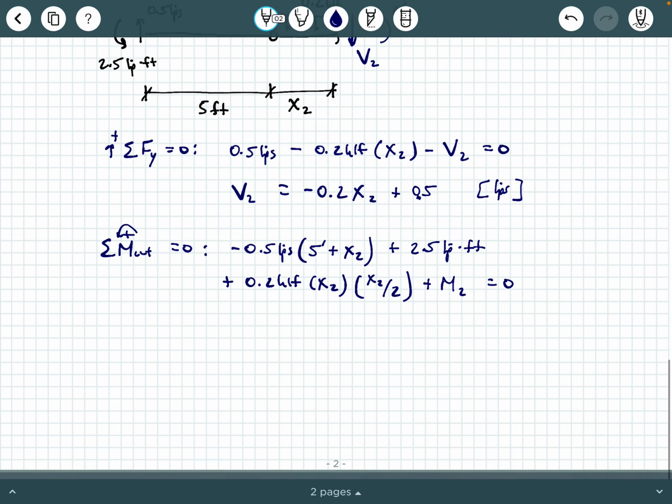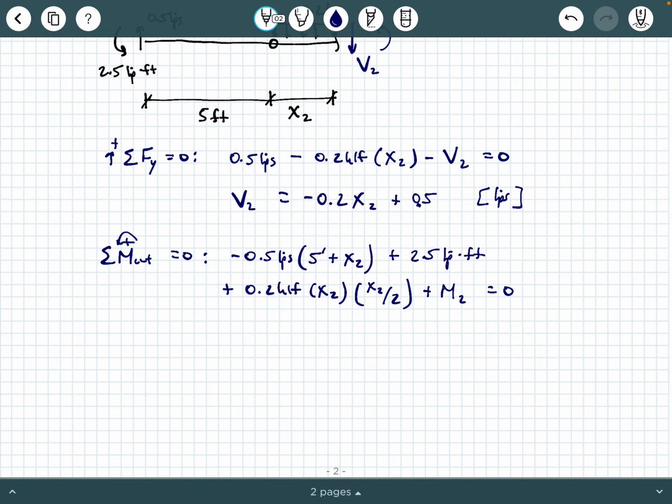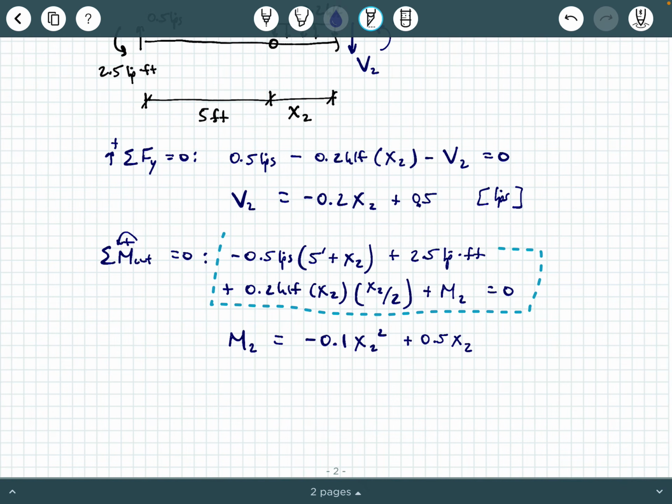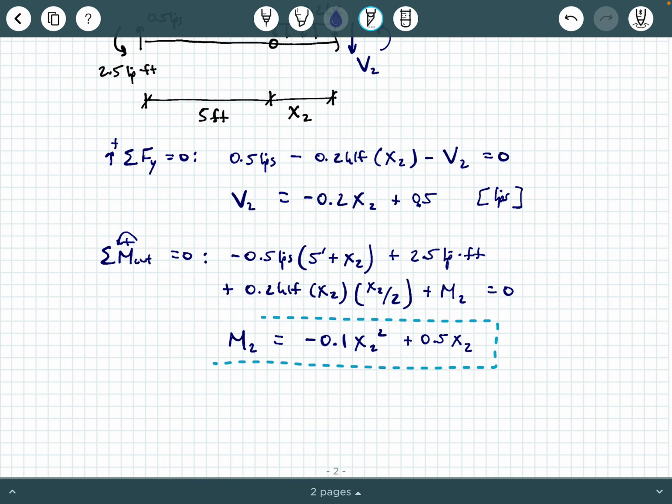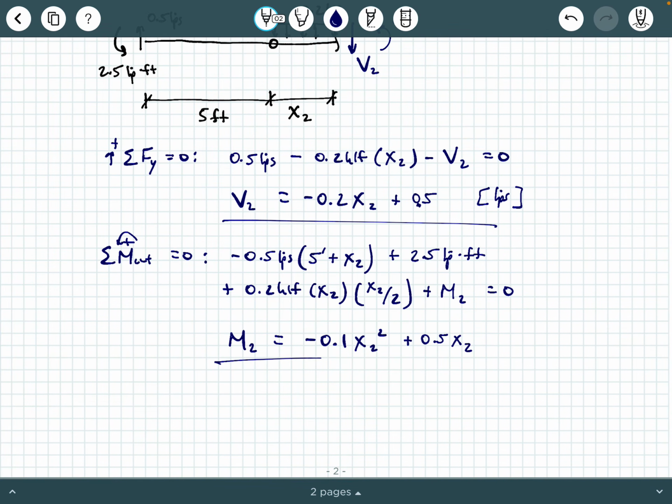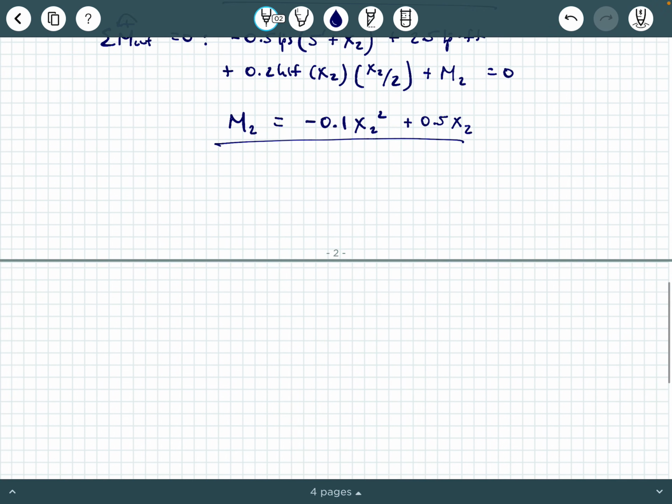And we can do some rearranging. I'm going to do some rearranging and an algebra step all at once, and I'm going to get M2 is negative 0.1 x2 squared plus 0.5 x2. I encourage you to pause the video and do your own algebra here, just so you can see how I got to this final form of M2. And so these are our functions for the domain of x2.